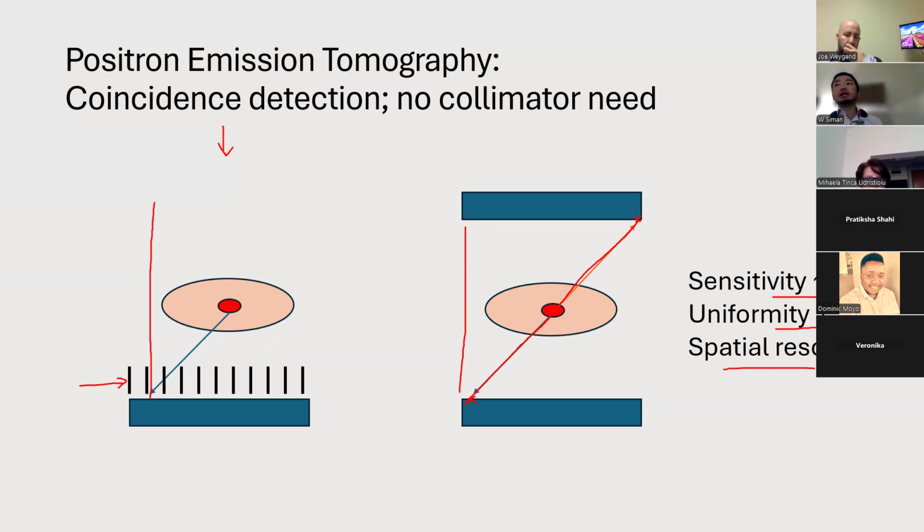And the other thing is that the spatial resolution will go up. Your spatial resolution in SPECT or in planar is governed by the collimator. And in PET, you do not need the collimator, so the spatial resolution is now limited to your voxel size, or rather detector size. So that's the beauty of PET.